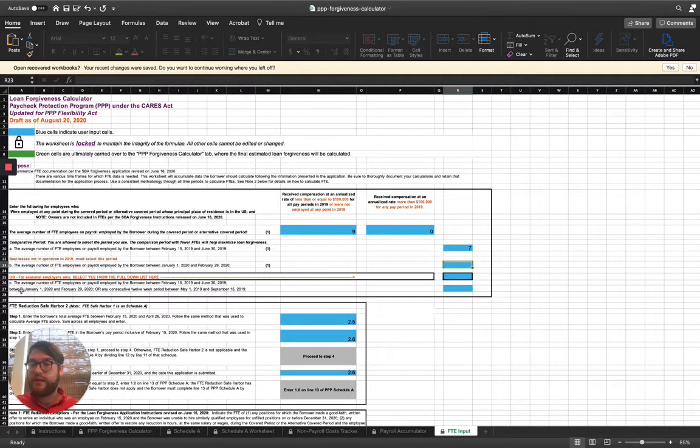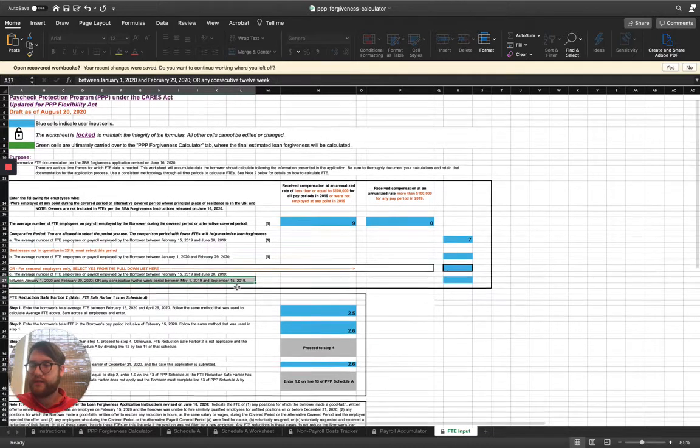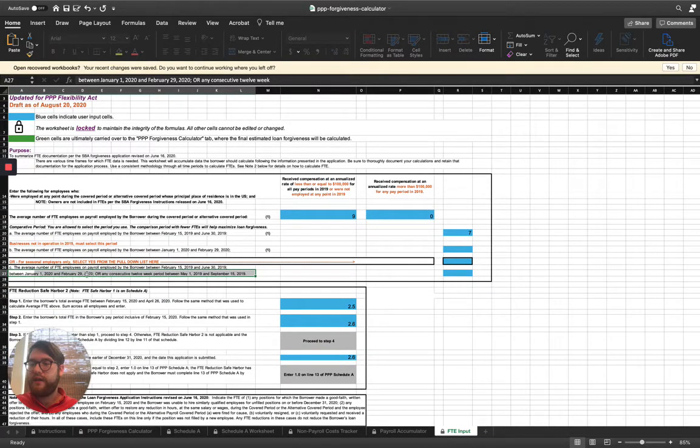If that still does not work, then we can come here and we can take a look between January 1st, 2020 and February 29th, 2020, or a consecutive 12-week period between May 1st, 2019 and September 15th, 2019. So you can use that too. So there's several different options. Ultimately, you want to use the option that is going to give you the lowest number here. So the point in time that they let you select from that you had the lowest number of full-time equivalent employees is what you want to use. If this number is higher than this number, you may have part of the loan not forgiven because you didn't have the same amount of workforce.